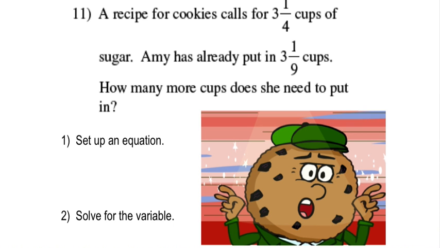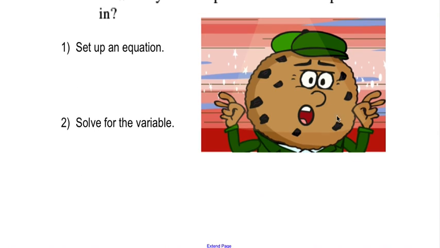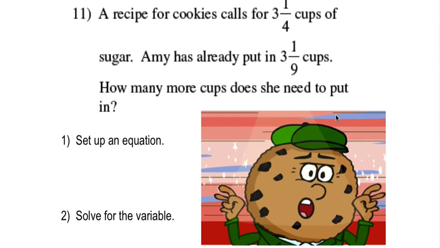Okay, you've got to set it up just like we did in the last problem. Okay, so here's the problem. A recipe for cookies calls for 3 1/4 cups of sugar. Amy has already put in 3 1/9 cups. How many more cups does she need in order to put in? And notice we have a little cookie man here. Okay, so use the 5-step problem solving plan to solve for the variable.